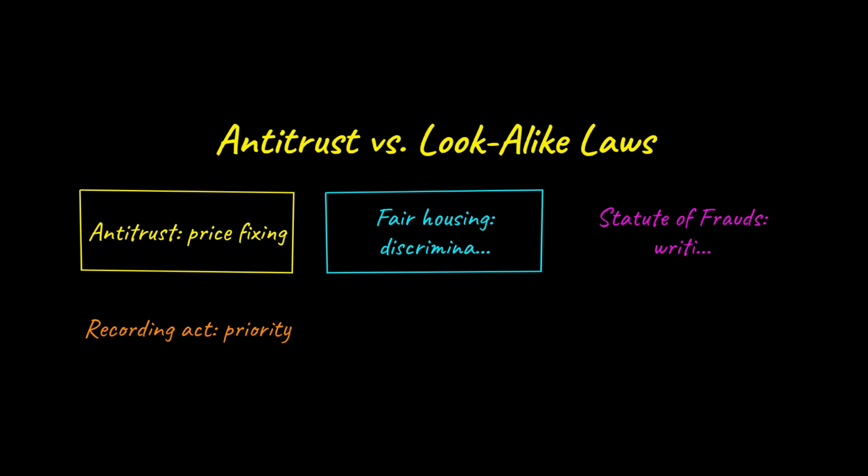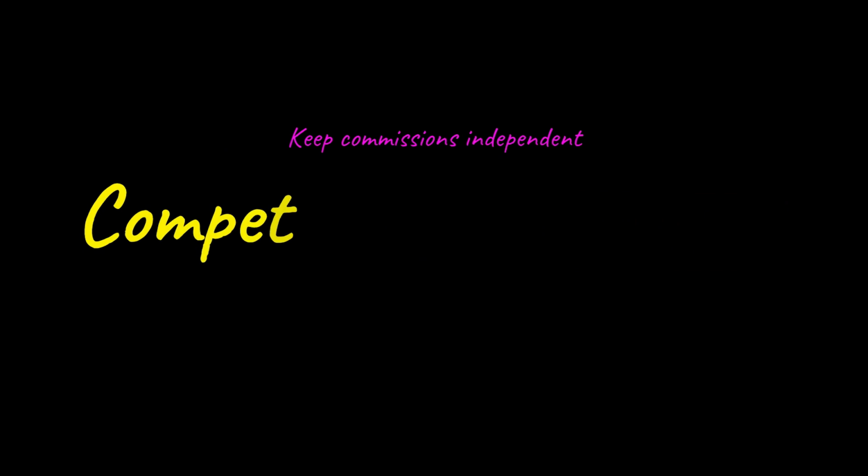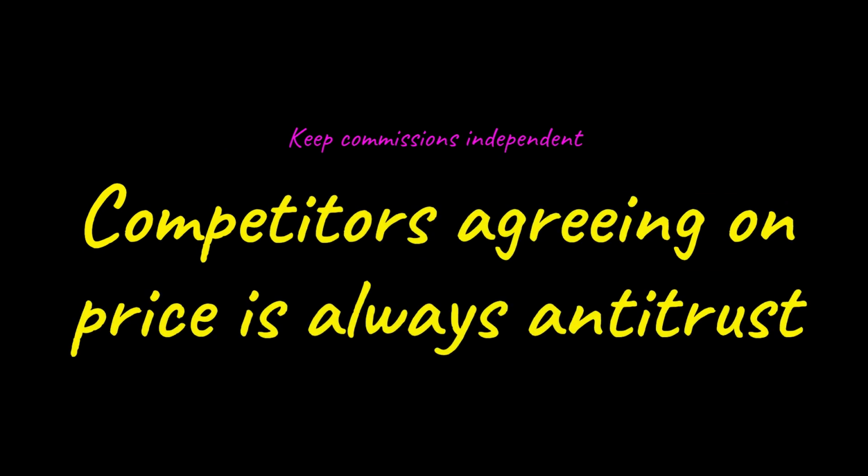The statute of frauds requires written contracts. The Recording Act governs priority among recorded interests, and only antitrust law addresses competitors fixing prices. Remember the signal. Competing brokerages plus a secret agreement on price always points to antitrust law, because commissions must be set independently and stay negotiable.